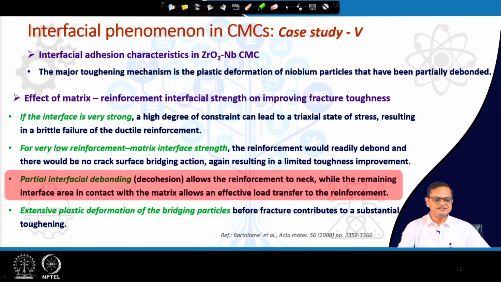So, partial interfacial debonding allows the reinforcement to neck, while the remaining interface area in contact with the matrix allows an effective load transfer to the reinforcement. Ideal situation. Okay. You are having some amount of delamination, you are having some amount of plastic deformation. At the same time, the load is also getting transferred because it is not completely delaminated. Okay. So, that is what ideally we want to happen.